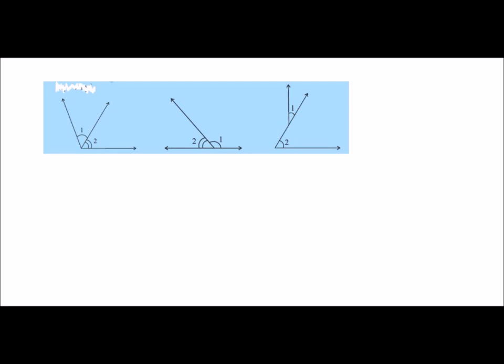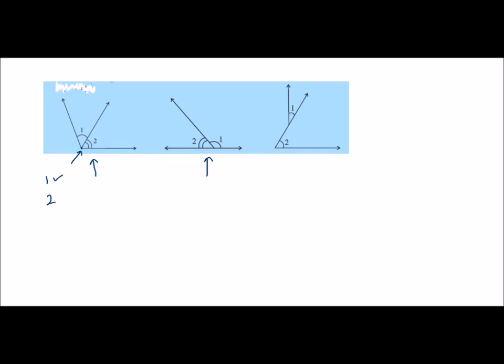Here, three figures are given. First and second figure are representing adjacent angles. Let us find out. In the very first figure, you can see this point. This point is common between the two angles, angle 1 and angle 2. So angle 1 and angle 2 have a common vertex. The first condition is satisfied.